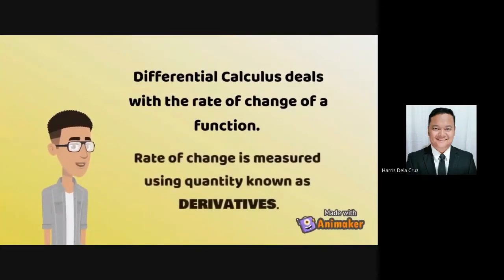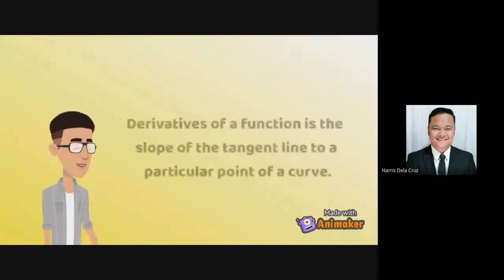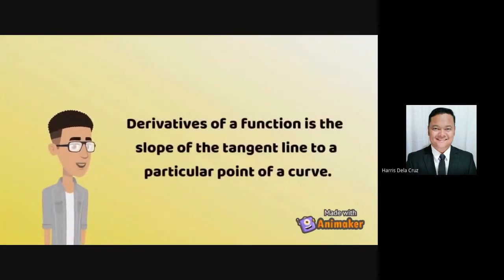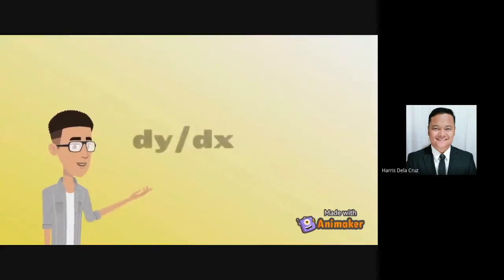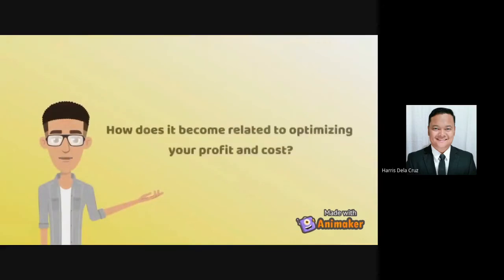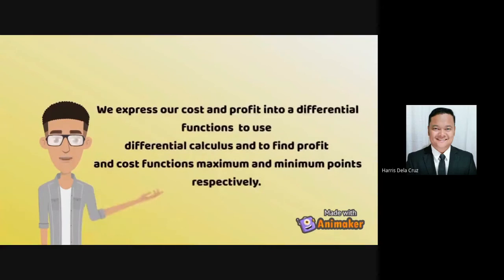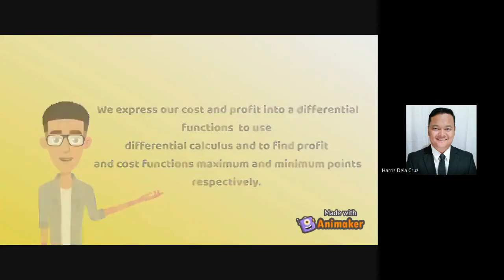Now, this rate of change is measured using a quantity known as derivative. The derivative of a function, according to Matthews et al. 2013, is basically the slope of the line tangent to a particular point on the curve, denoted by dy over dx or y prime. So now, how does it become related to optimizing your profit and cost? As we express cost and profit into differential functions, it becomes possible to use differential calculus to find the profit and cost of functions' maximum and minimum points respectively.